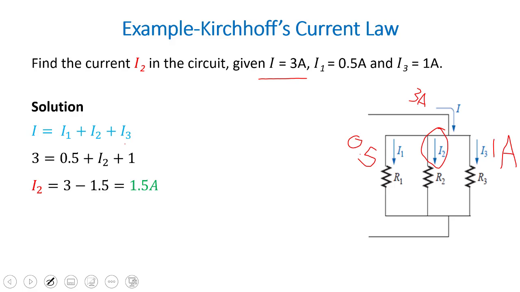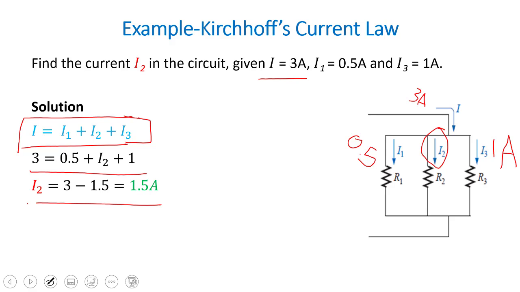Now from here, we know that the current entering the node is equal to the current exiting the node. So we have I is equal to I1 plus I2 plus I3. So 3 is equal to 0.5 plus I2 plus 1. This will give us I2 equal to 3 minus 1.5, which is 1.5 amperes.